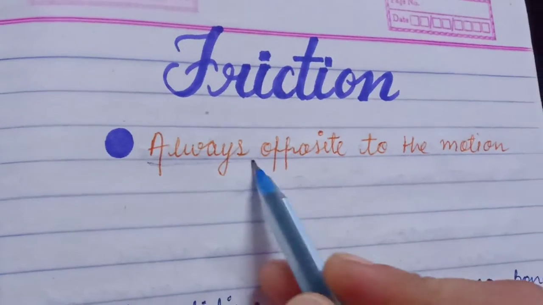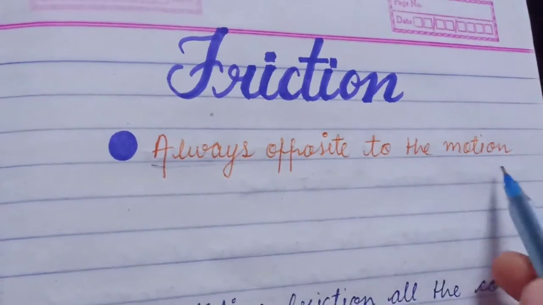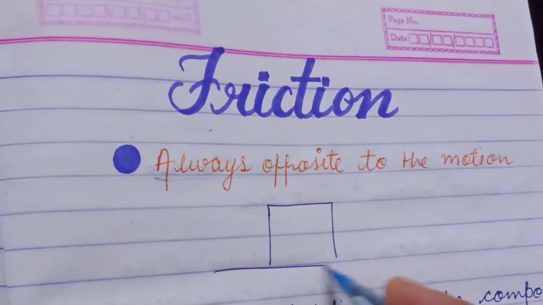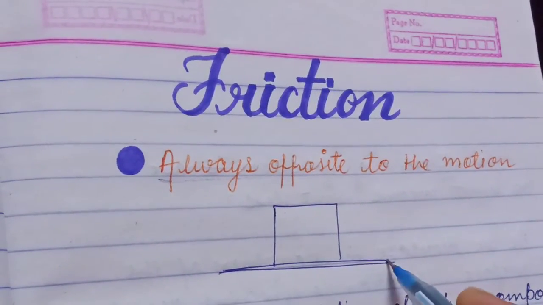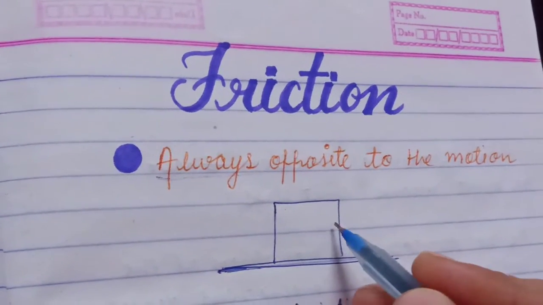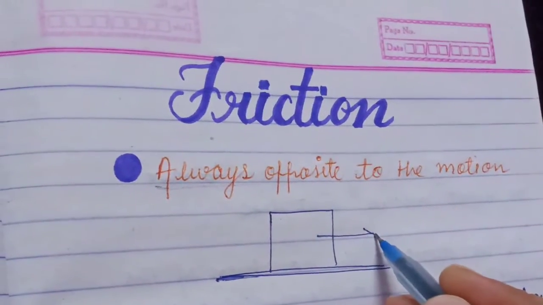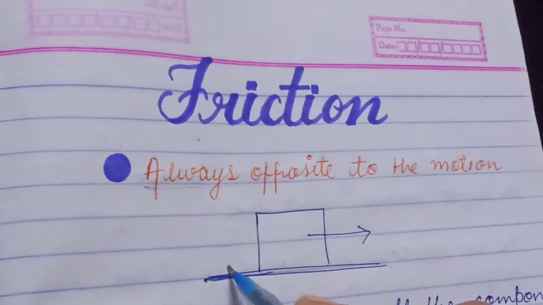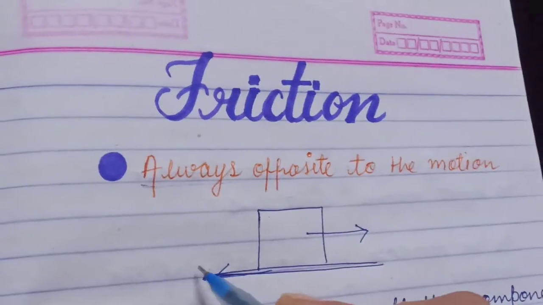Friction is always opposite to the motion. Means if there is an object and this is the surface which is rough, and the object moves to this side, then the friction force is always on the opposite side.